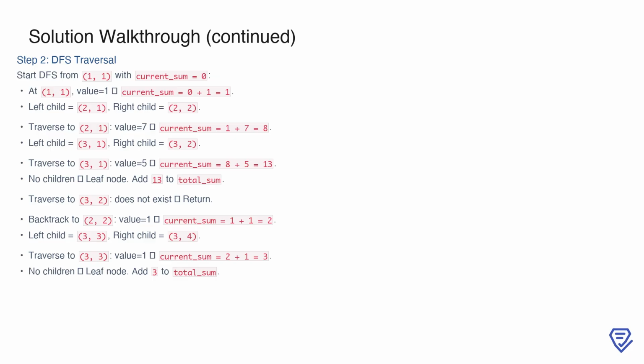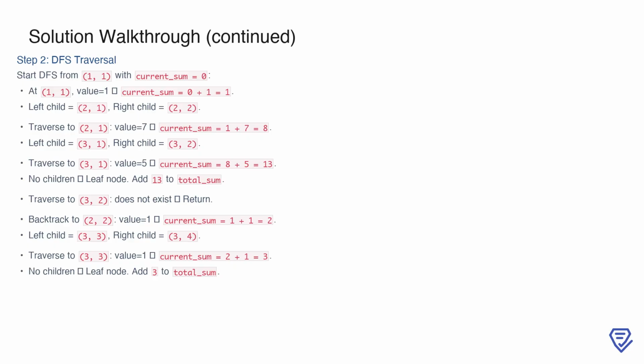With the tree built, we initiate a DFS traversal from the root 1 1 with an initial current_sum of 0. At the root, the value is 1, so current_sum equals 1. The root has two children, a left child, 2 1, and a right child, 2 2. First, we explore the left child, 2 1, which has a value of 7. Adding this value gives current_sum equals 8.